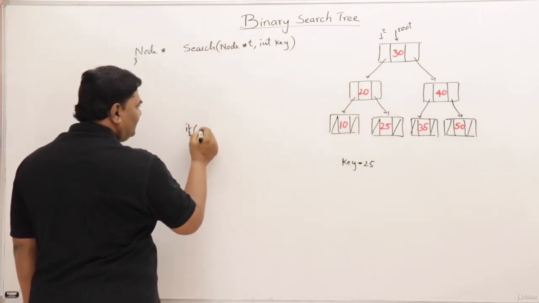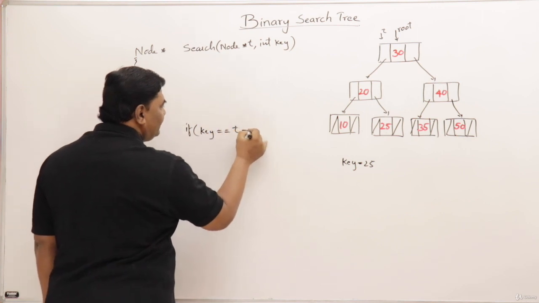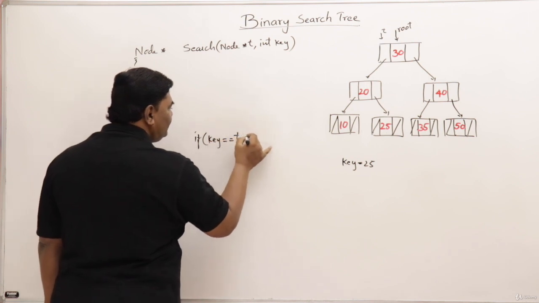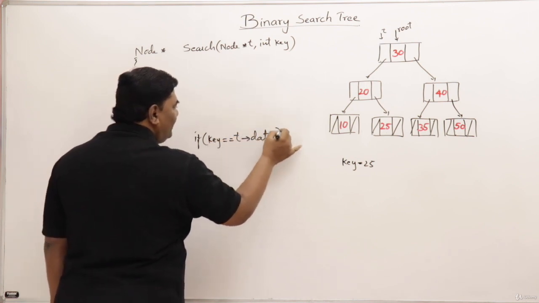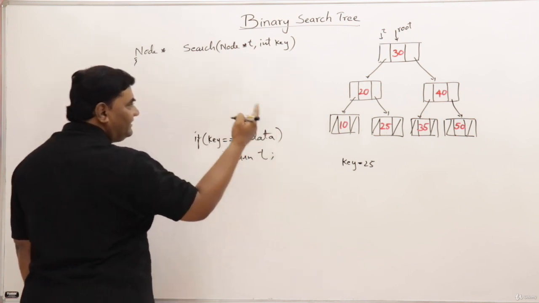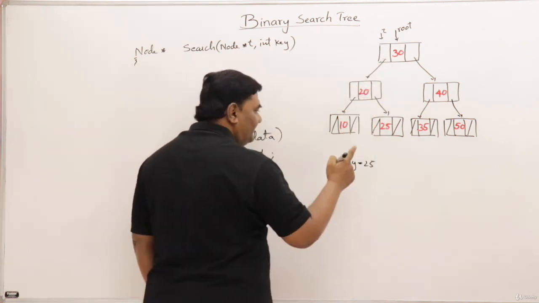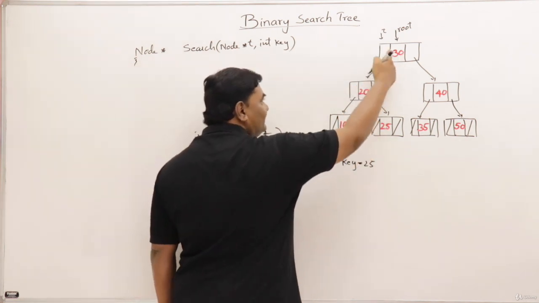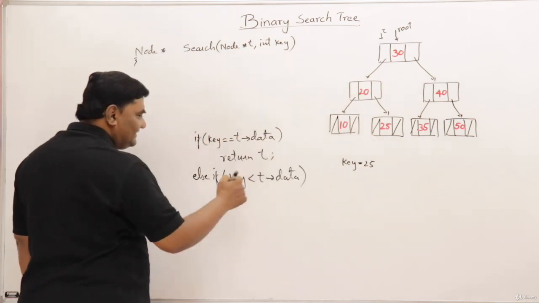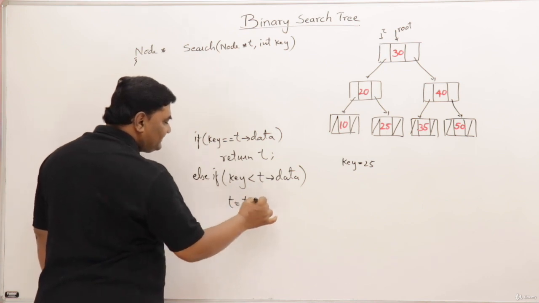If key is equal to t's data, means the data is found. So return t, data is matching. If it is not matching, check if it is less. If it is less, then go to the left side. So else, if key is less than t's data, then move t to the left hand side.